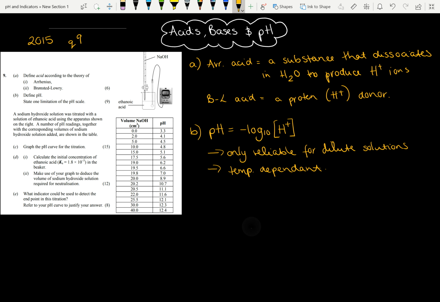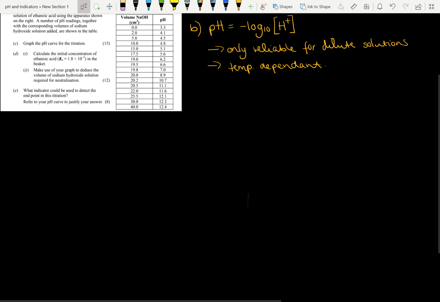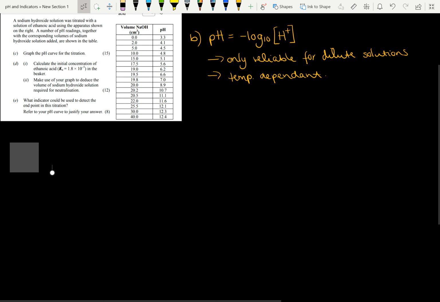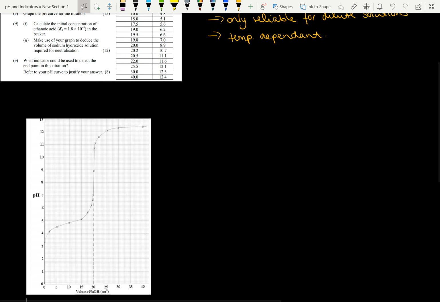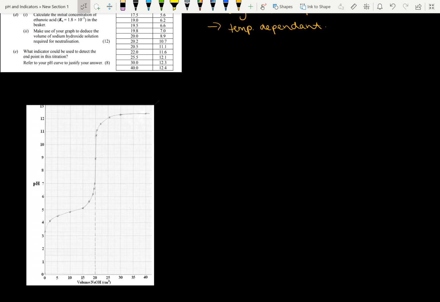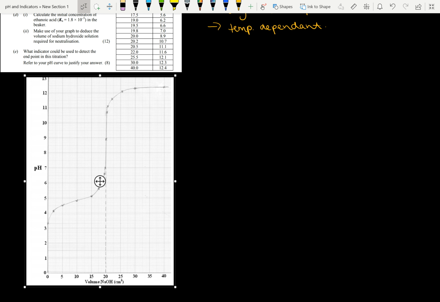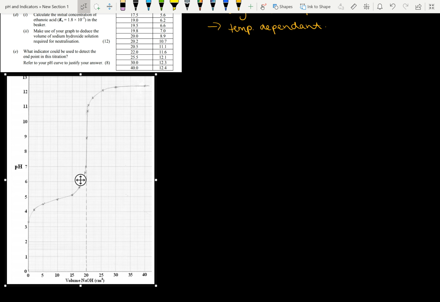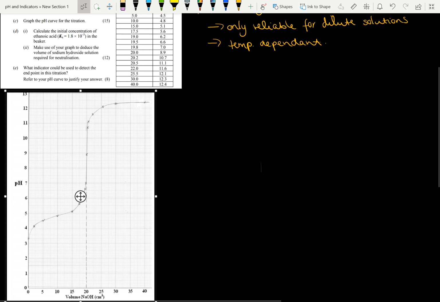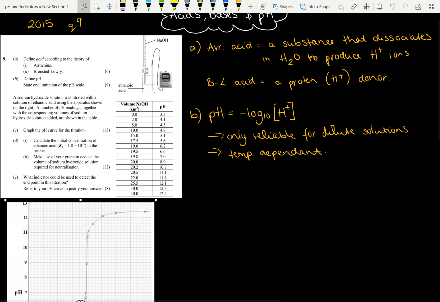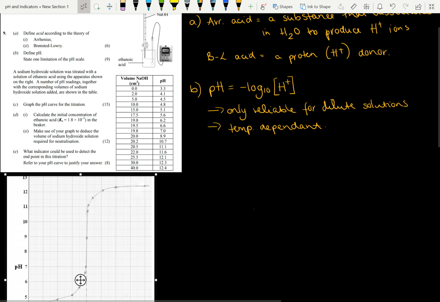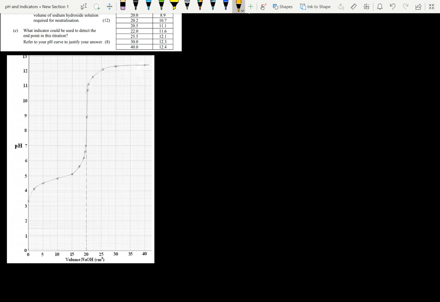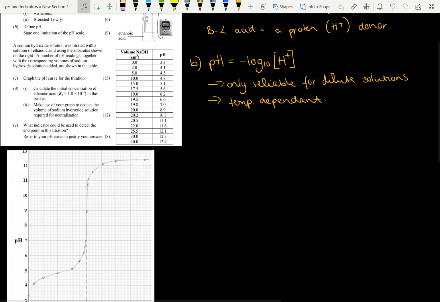Now, part C, they ask us to graph the curve for the titration. Now, I have the graph here from the marking scheme. If you want me to show you a little video of how to draw that graph, or if you're not 100% sure, just send me a message and I'll be able to do up a little video for you. So we can see we've got a nice standard titration curve here. Now, so that's part C.